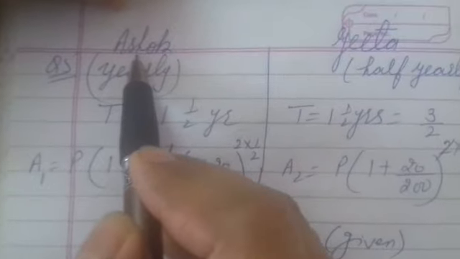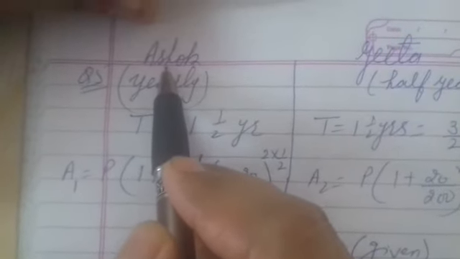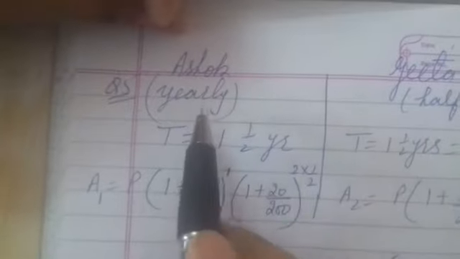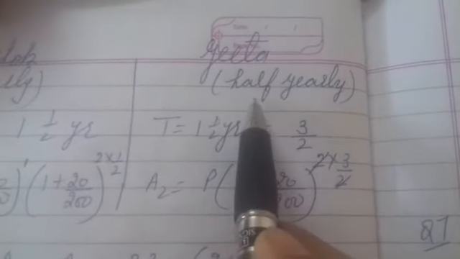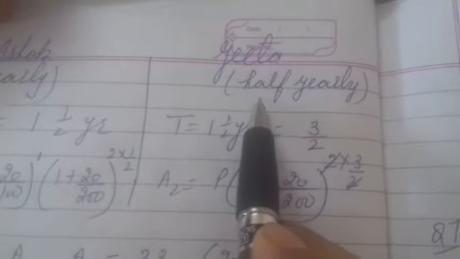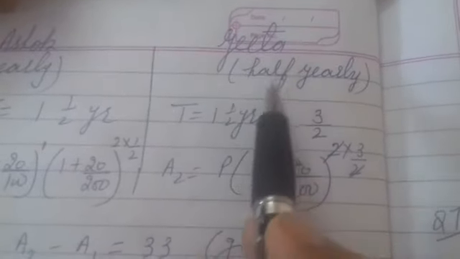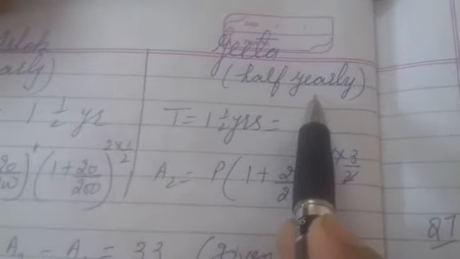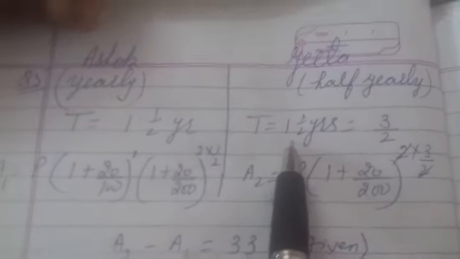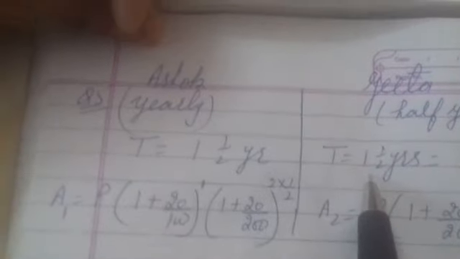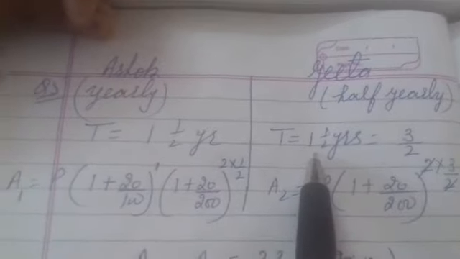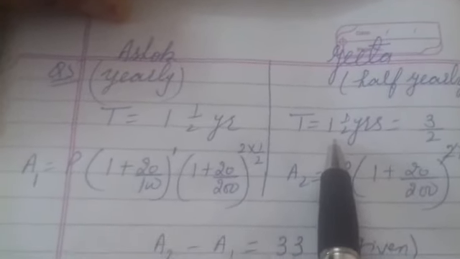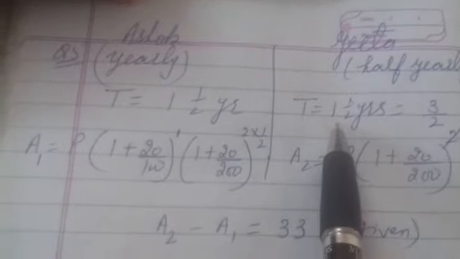Yes, fifth question. Ashok invests a certain sum of money at 20% per annum compounded yearly. Ashok invested at yearly. Okay. And Geeta invests the equal amount. That means the principal is the same for both cases at the same rate of interest per annum, compounded half yearly. Geeta's investment is compounded half yearly. Time period is the same for both. And it is given that Geeta gets 33 rupees more than Ashok. What is the meaning? The difference of their amounts is 33.